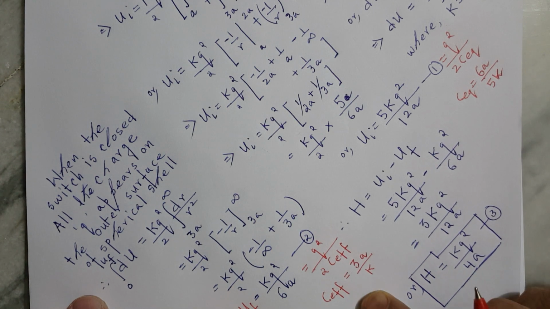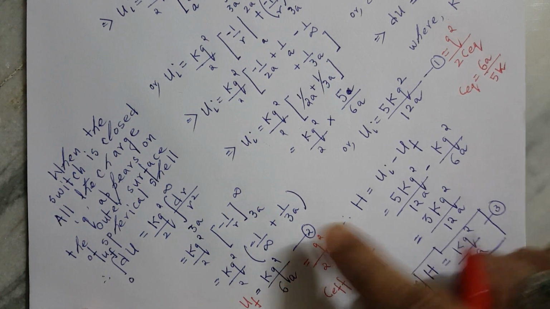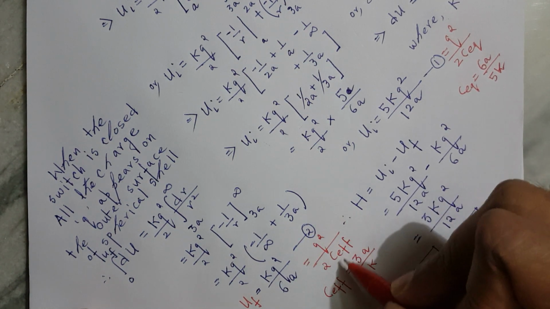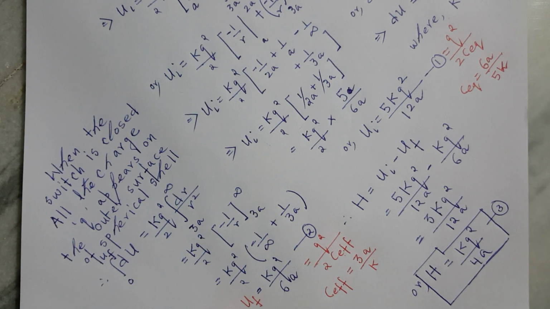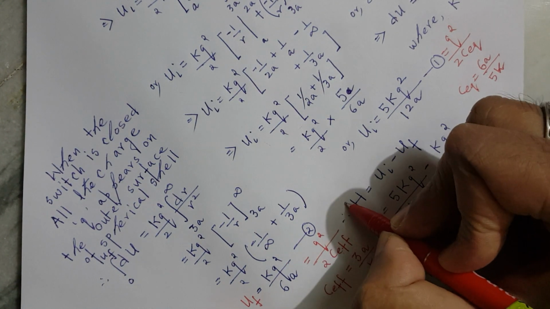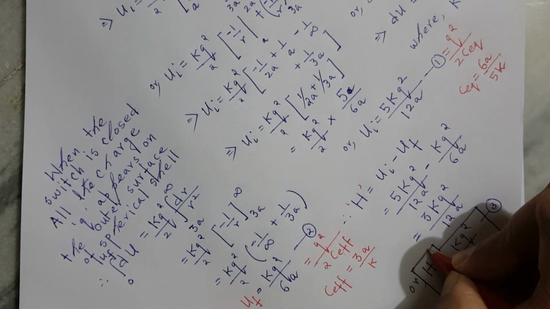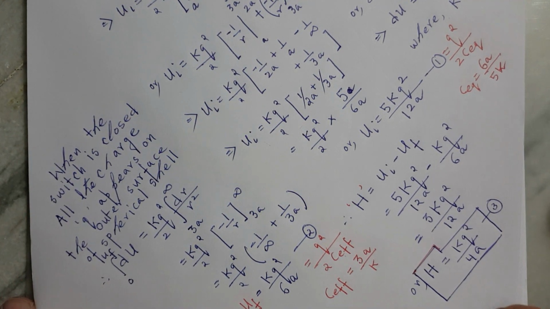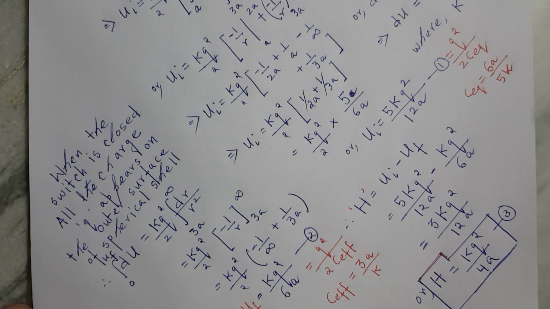So capacitance in the second case when you close the switch has increased, but the total charge is constant. So q is constant, energy is q square by 2c, q is constant, c is increasing, so definitely energy decreases. So as energy decreases, some heat energy is produced. So this is that heat energy which is dissipated to the surrounding, and the final expression for the heat energy is kq square by 4a. So this is your final answer.